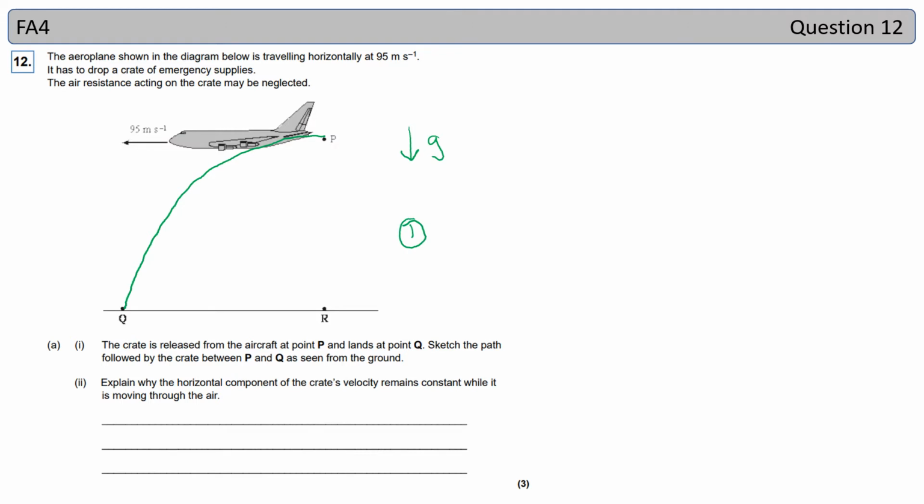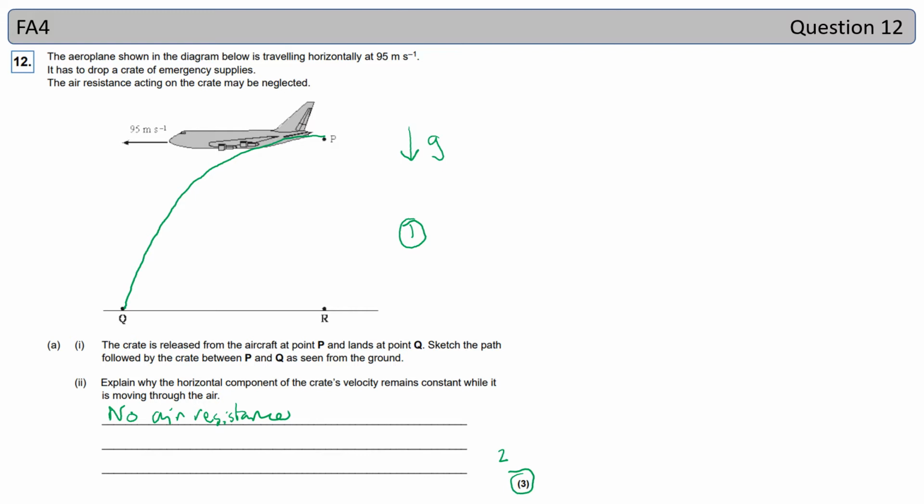The next part of the question, since all of part A is worth 3, this would be worth 2 marks, is asking to explain why the horizontal component of the crate's velocity remains constant. Well, we're ignoring air resistance. And remember, when we have these explain answers, we always have to use the right physics. Why is the lack of air resistance not going to slow down the crate?